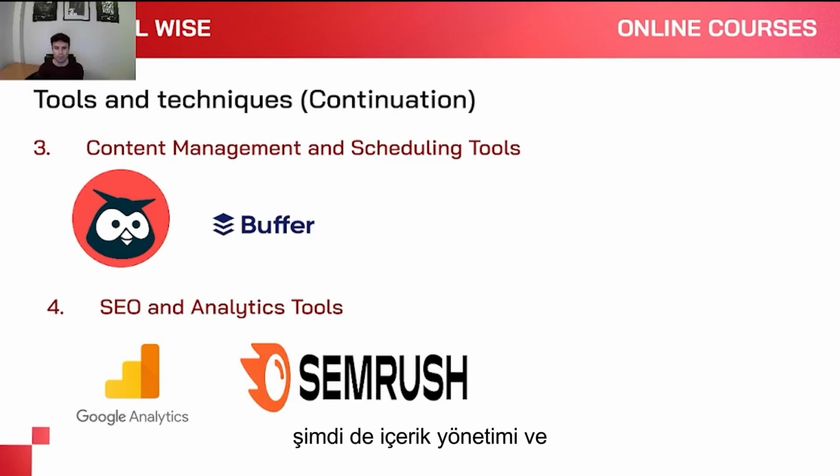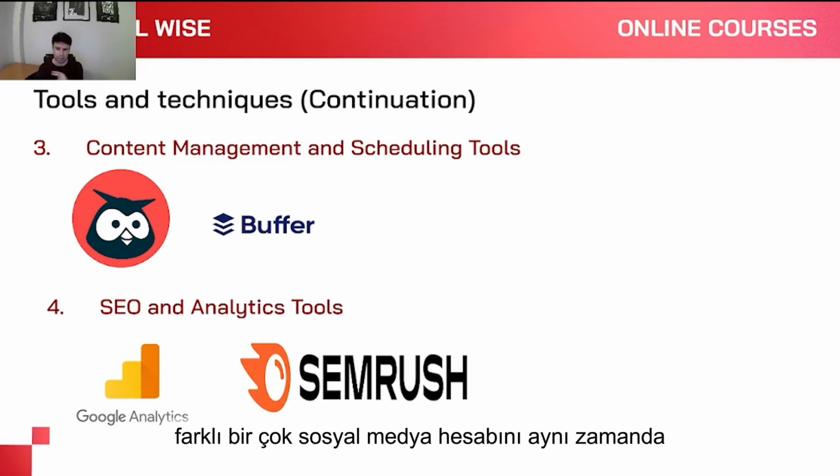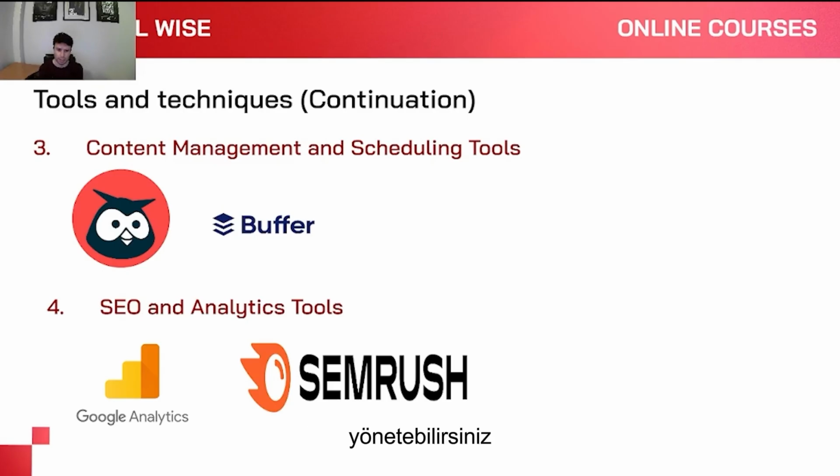Then we'll have a look at the content management and scheduling tools. So here we have Hootsuite and Buffer. Both of them are really good because they allow you to plan everything beforehand and to also manage different social media platforms at the same time.